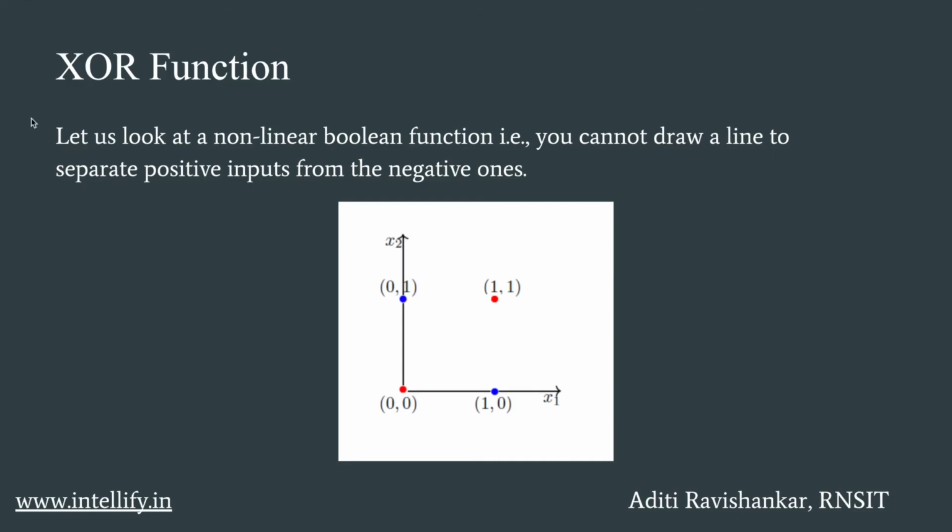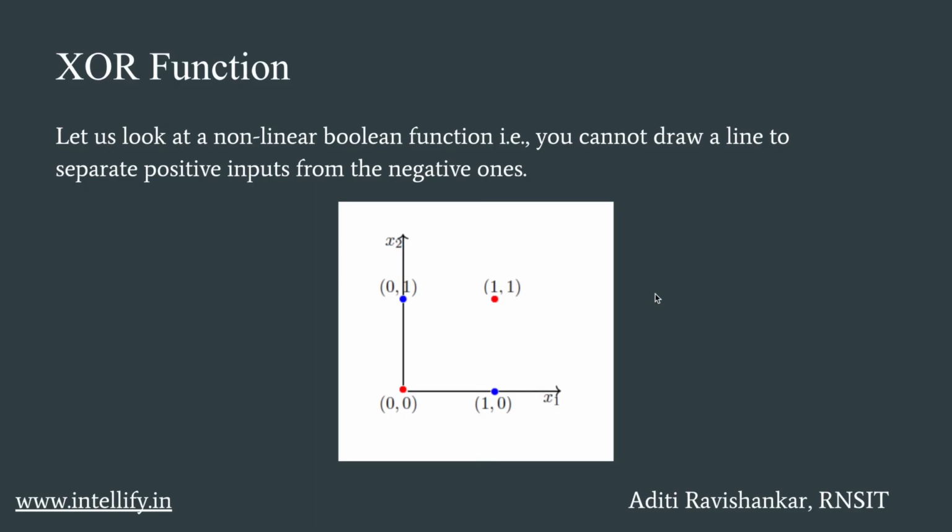So, we are looking at the XOR function. From the XOR truth table, we have 0,0; 0,1; 1,0; and 1,1. If you are familiar with the XOR gate, you'll know that for unlike inputs, meaning 0,1 or 1,0, the output will be 1. And for like inputs, that is 0,0 and 1,1, the output will be 0.